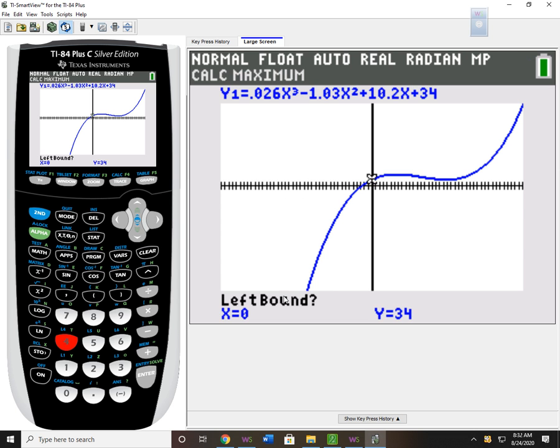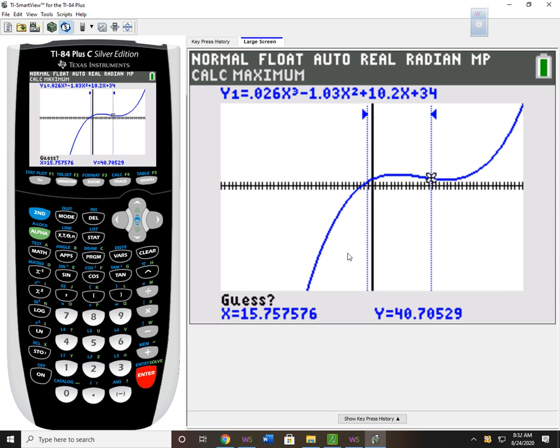And it says, are you on the left? I'm going to scoot over just a little bit just because I am on the left. And then you want to get on the right. Press enter. And then you want it to guess, so press enter. All right, and then separate.